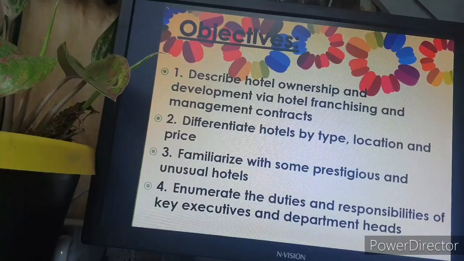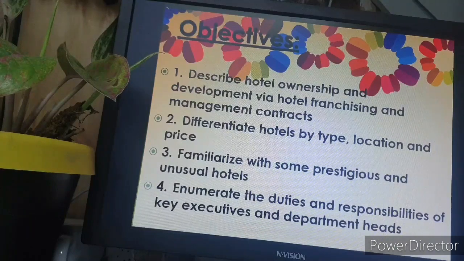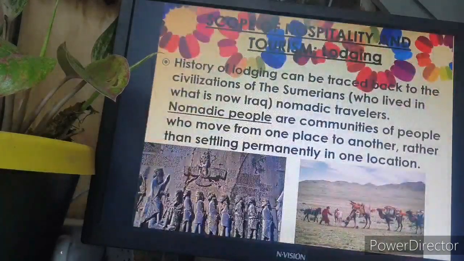Next in line, enumerate the duties and responsibilities of the key executives and department heads. For us to be enlightened regarding positions in the future, if you're not qualified as a flight attendant, there are times that you will apply in the hotel industry, and you will appreciate some of the employment opportunities if you will be applying inside the hotel. Okay, so let's have a recap.